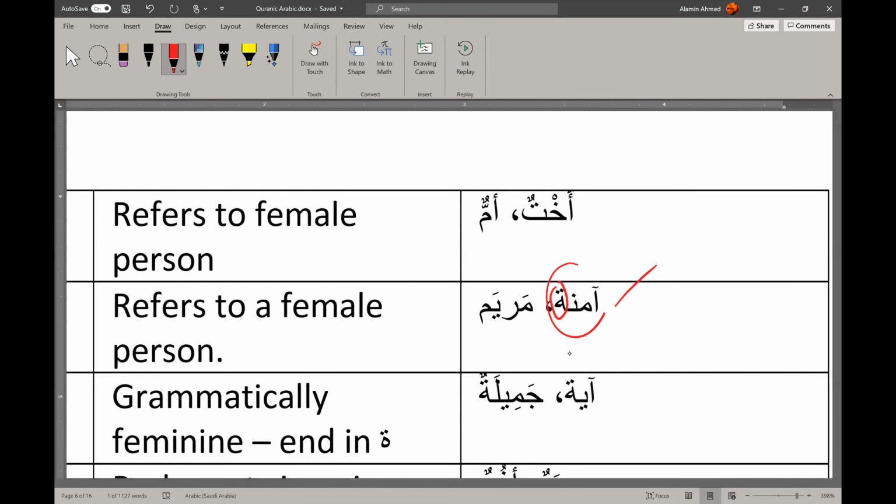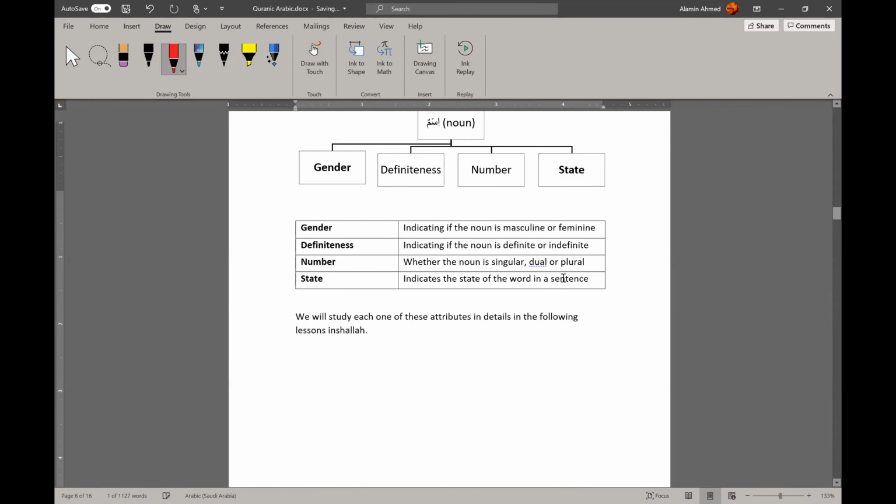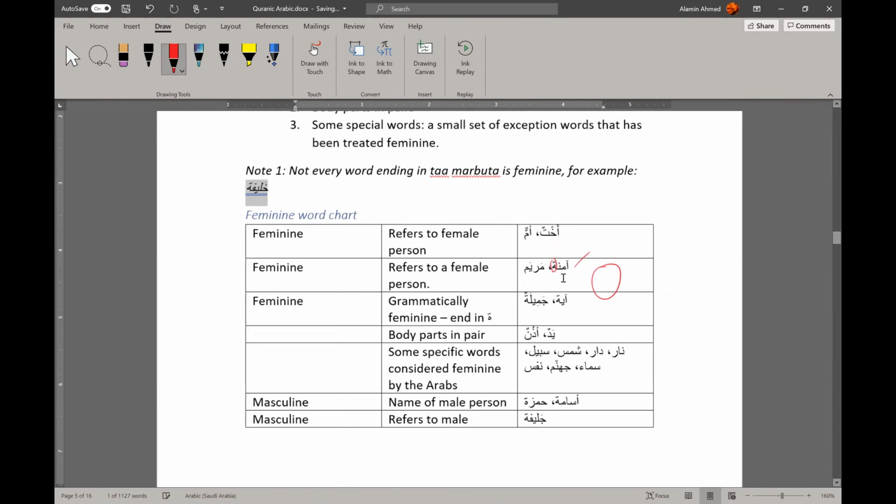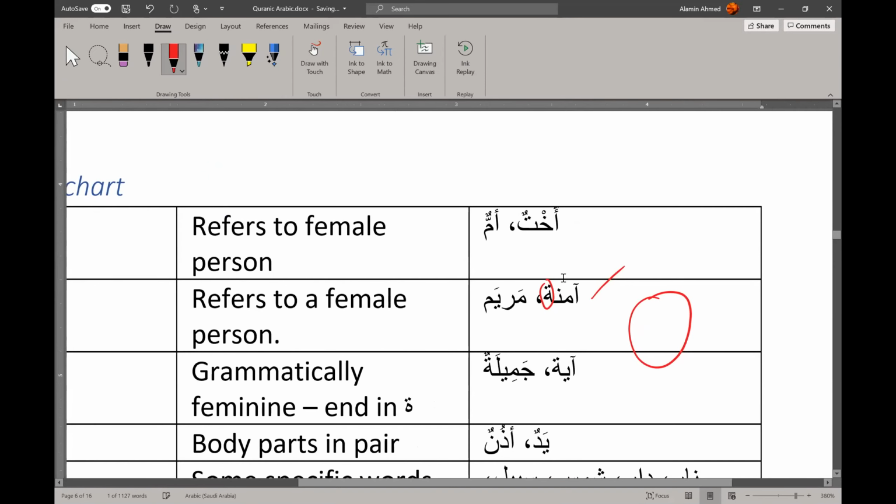So when we look at Amina, we get two ways we know this is feminine. One, the name Amina is a female name, and also we have tamarbuta. But the reason why I'm putting Maryam, as you can see, is that it doesn't have tamarbuta, and it doesn't matter, because Maryam is a female name. Guys, believe it or not, Muhammad is a masculine name, but if somebody for whatever reason names a female person Muhammad, then we still have to treat that person as a female.